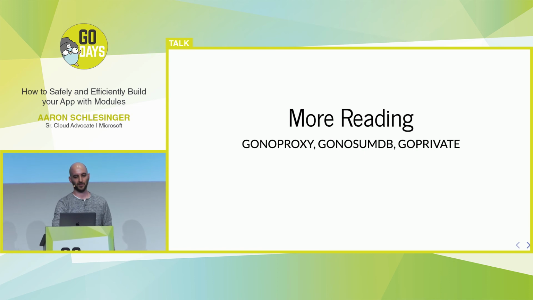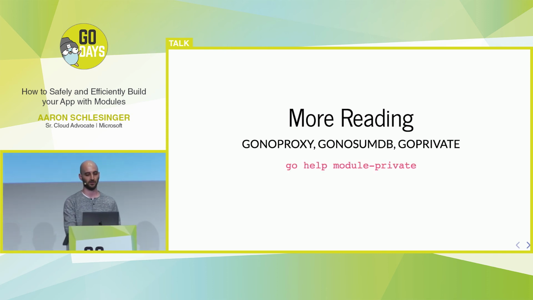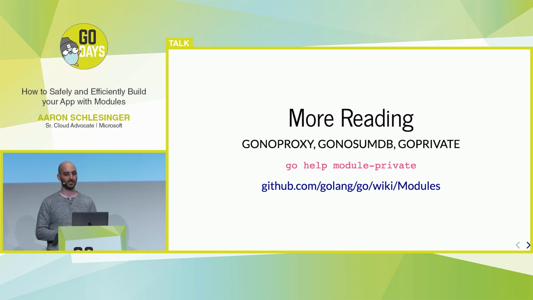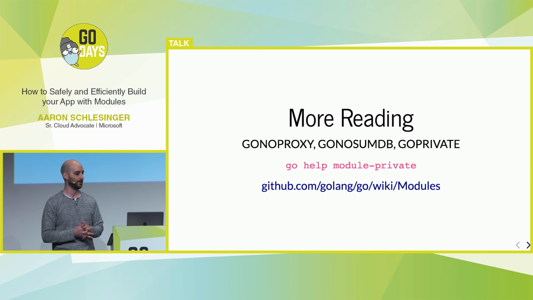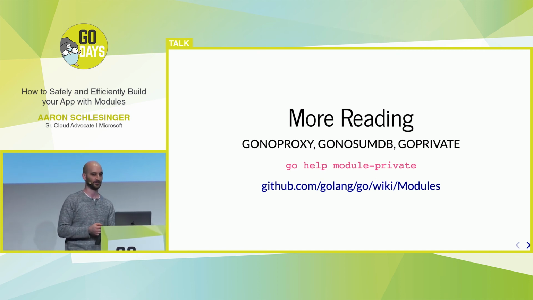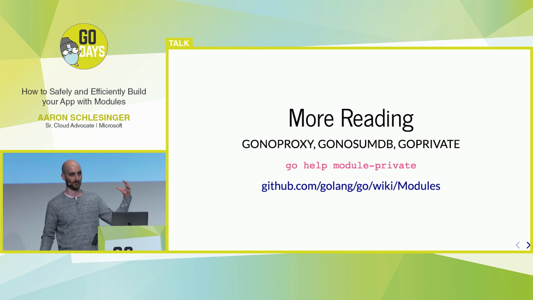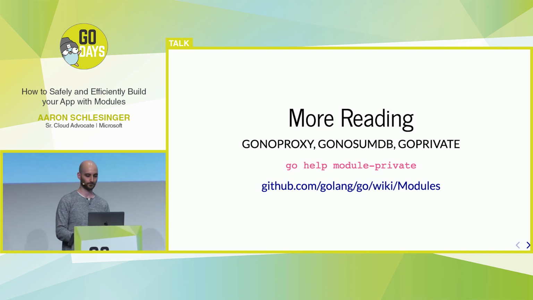And then I mentioned the environment variables here. We've got the GONOSUMDB and GOPRIVATE, and we've also got a GONOPROXY environment variable as well. And there is some reading for that if you run the go help module-private command. And then there is also on the Golang GitHub wiki, a lot of the same information just written out in a little bit longhand there.